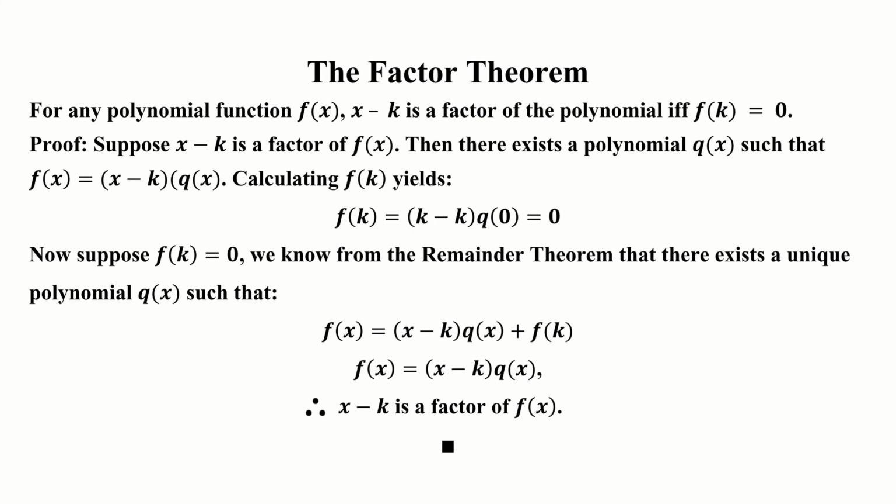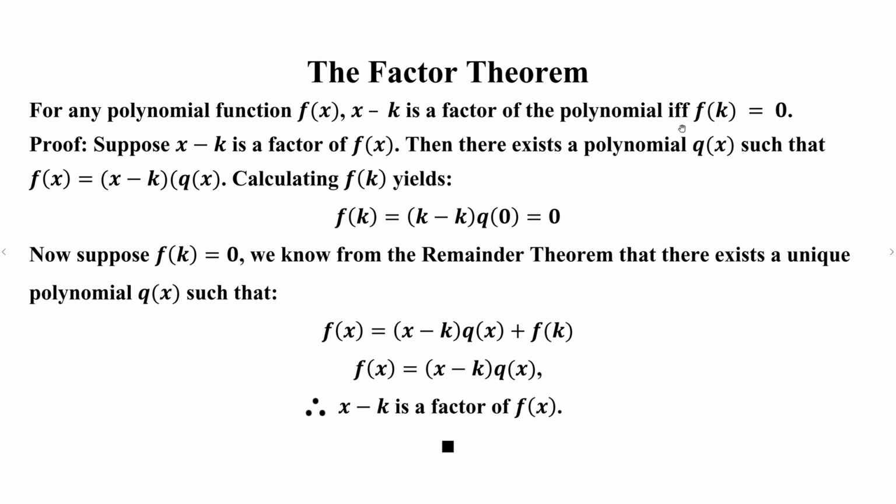We learned in our last lecture that a zero of a polynomial function is basically a complex number that, once plugged into the function, results in 0 as the output. Now, an important theorem connected to that is the factor theorem, which says for any polynomial function f of x, x minus k is a factor of the polynomial if and only if f of k equals 0.